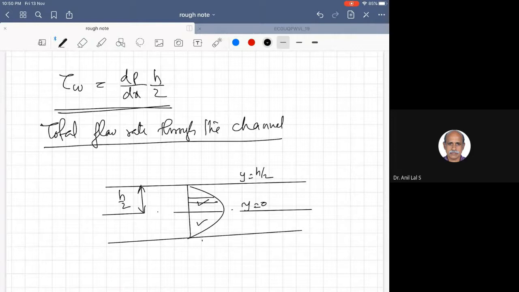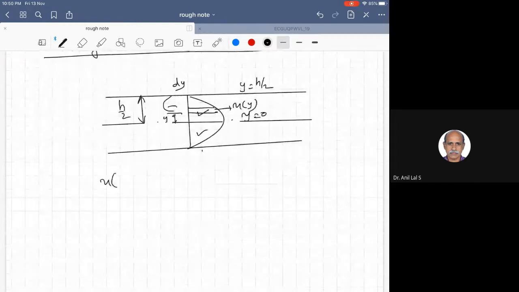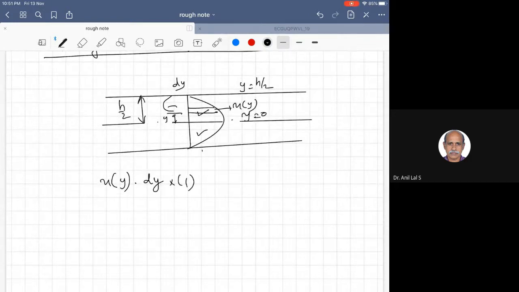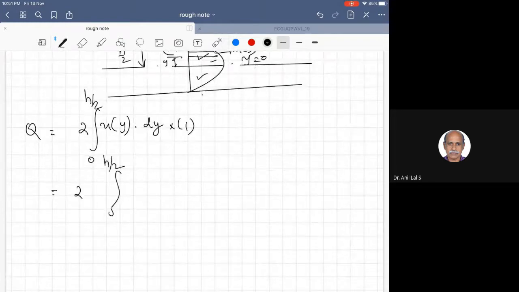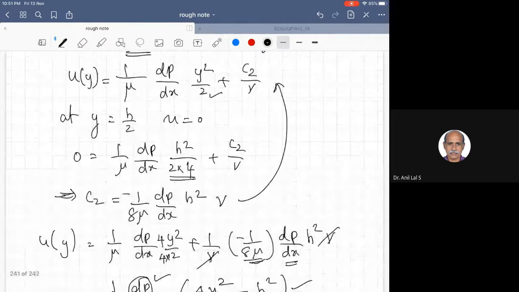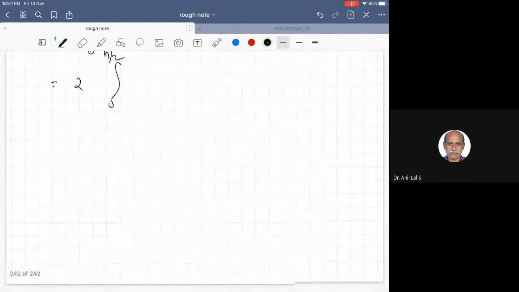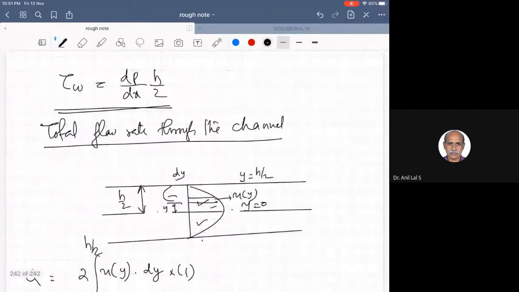We take a small strip at some y of size dy, with velocity u of y, and the discharge through the strip is u of y into dy, assuming unit height. It is integrated from 0 to h by 2, and this is for the half, so twice this is the total flow. So we have twice the integral from 0 to h by 2 of the u of y expression, which is 1 by 8 mu dp by dx, the 4y squared minus h squared, into dy.